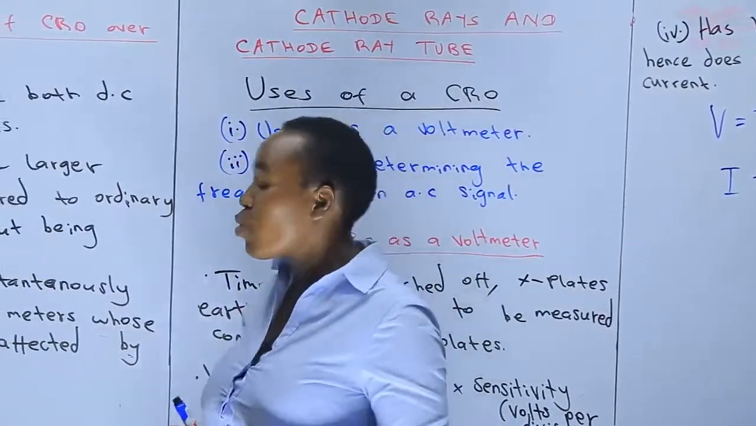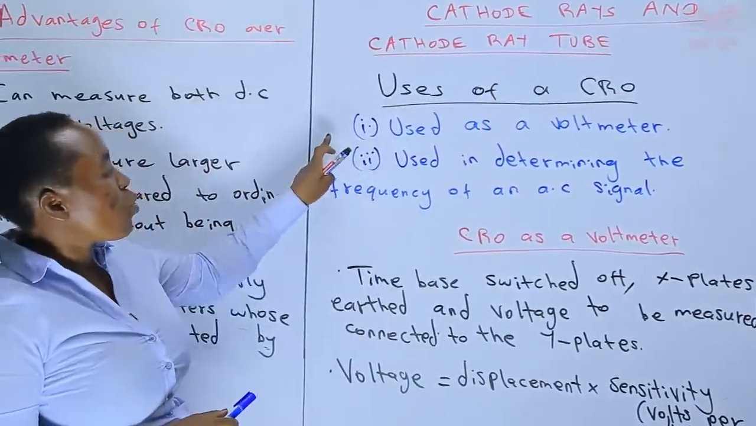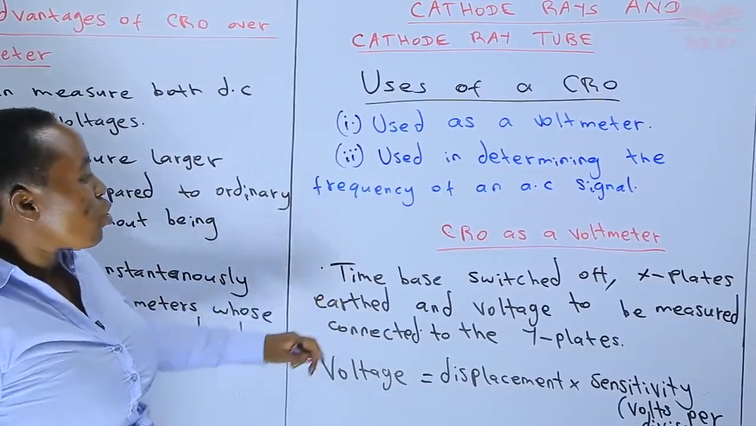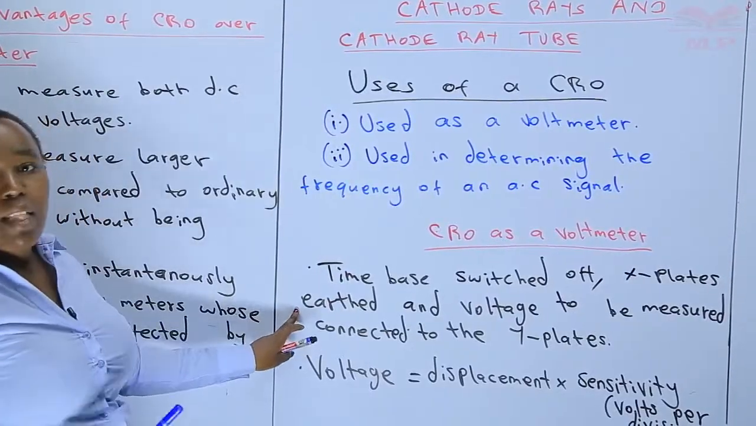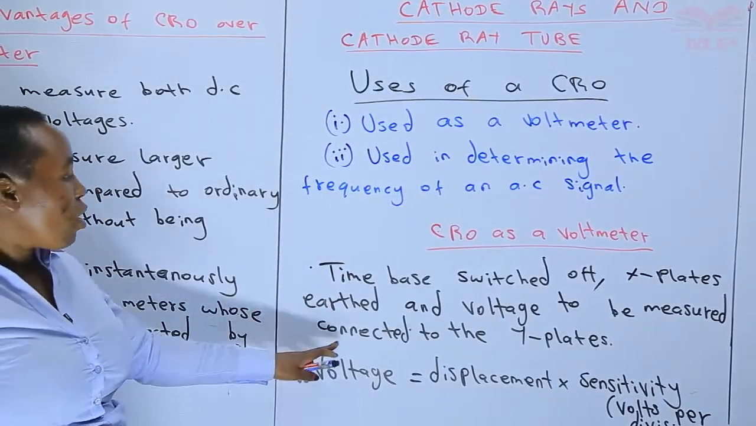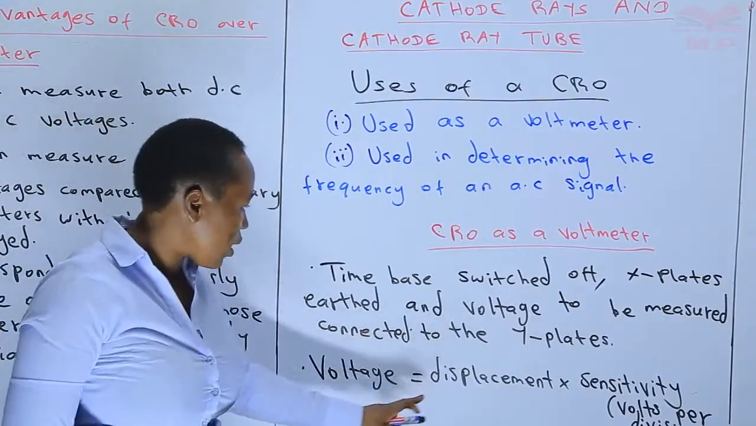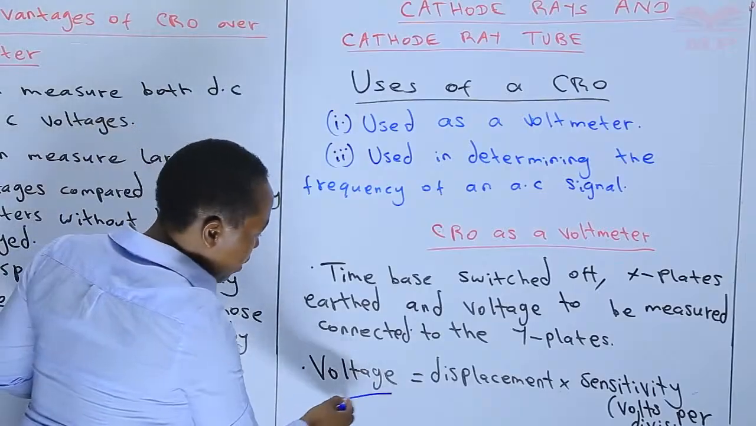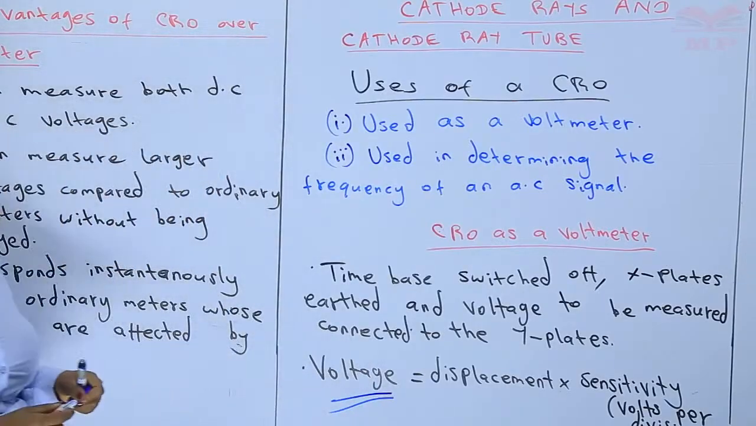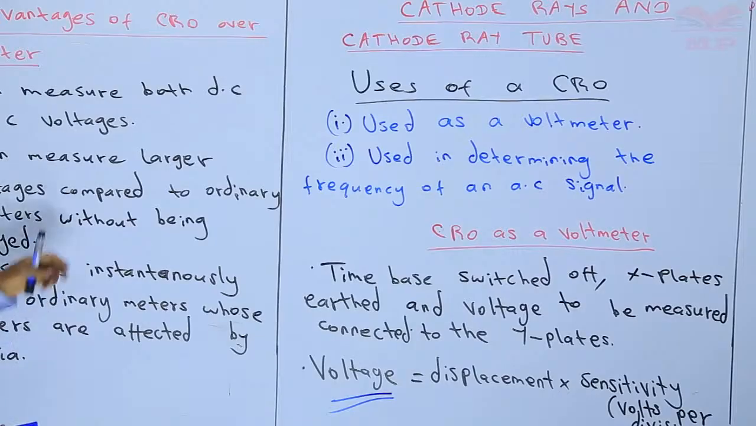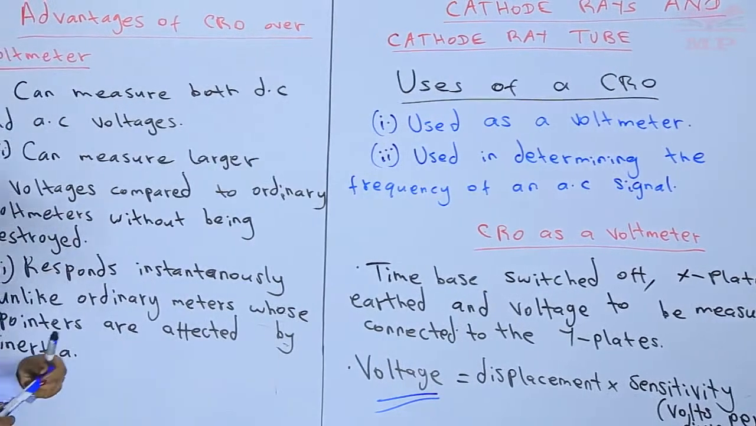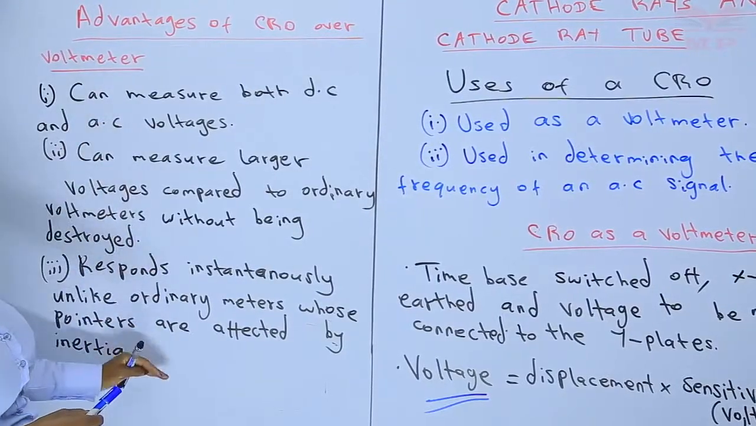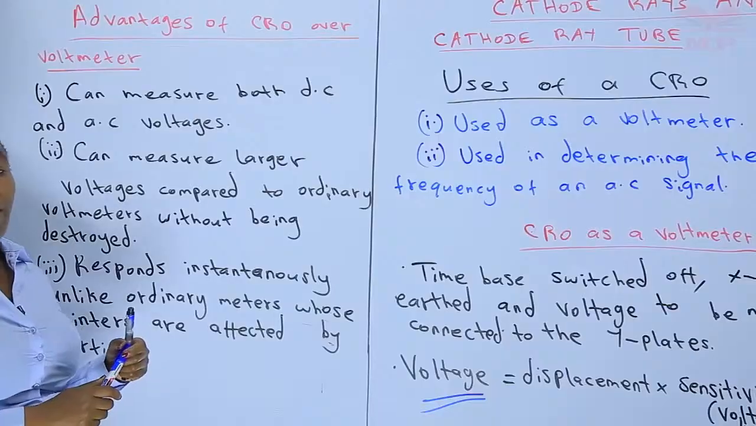The first use, which we have just discussed, is as a voltmeter. When the time base is switched off and the X plates are at zero, the voltage can be measured while connected to the Y plate. And voltage, we have seen, will be given by the displacement multiplied by the volts per division. And then we have also explained why the CRO is preferred to the ordinary voltmeters. It has the following advantages. We have mentioned 4 of them.